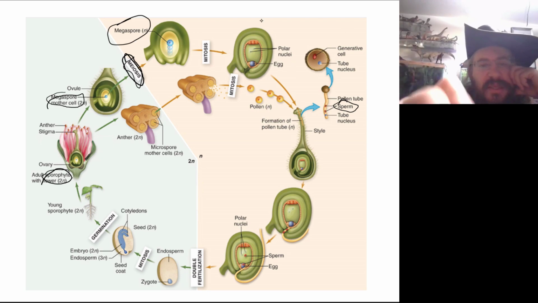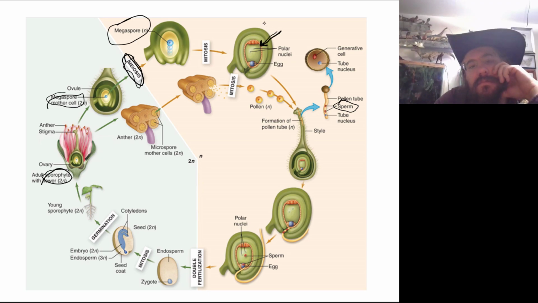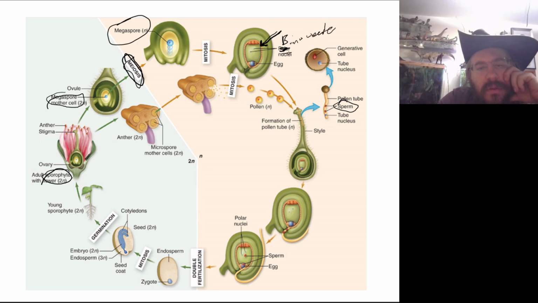So this here, that orange, is the spore wall. So then we have the inside tissue, where we have our 2 polar nuclei. Our 2 nuclei are binucleate tissue. Let's not add more terminology. Our binucleate tissue and our egg. Right.